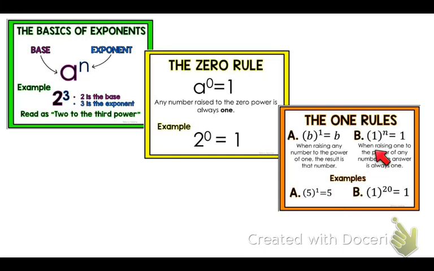Now, the second case is when you're raising 1 to the power of any number. The number is always 1. So 1 to the n power is going to equal 1. Regardless of what this value for n is, it's always going to be 1. So 1 to the 20th power is 1. 1 to the millionth power is still going to generate a 1.